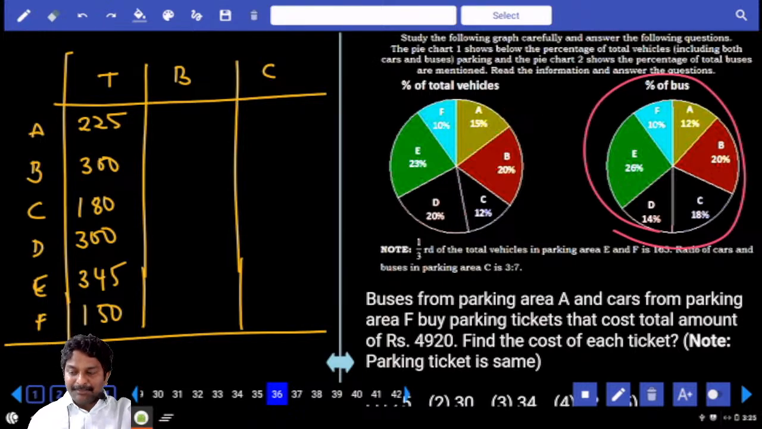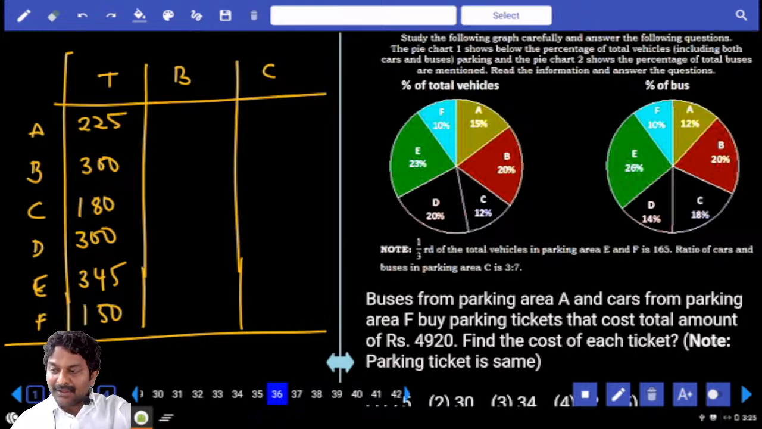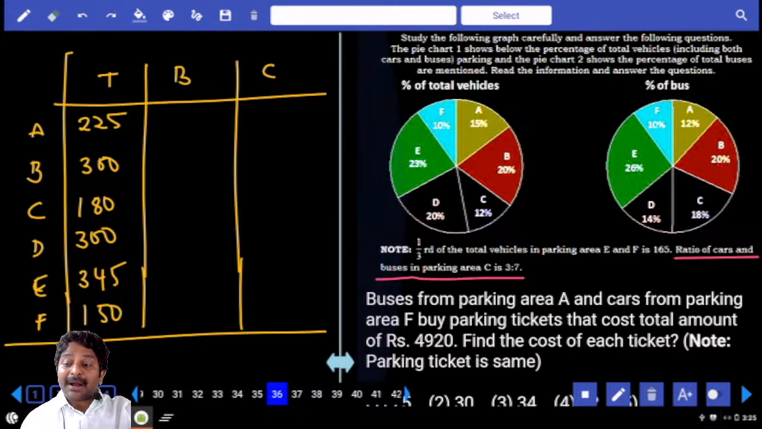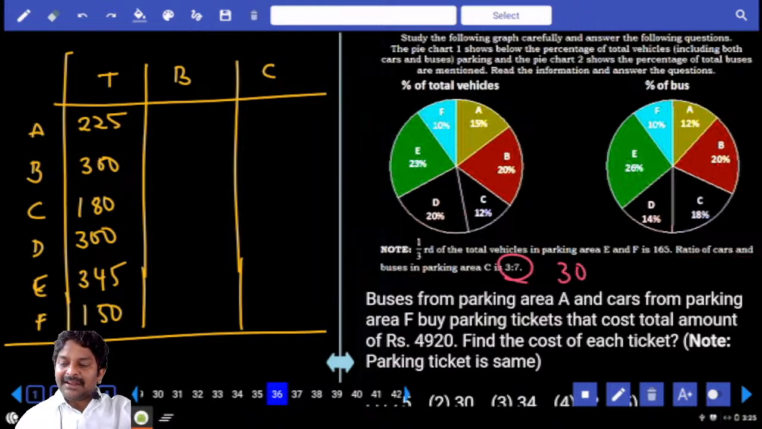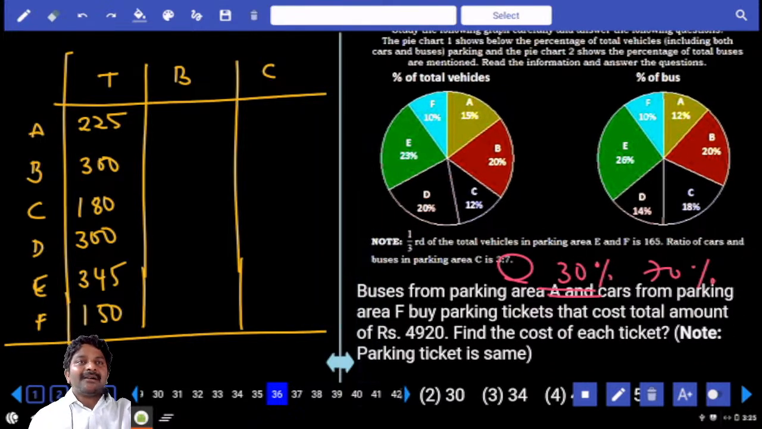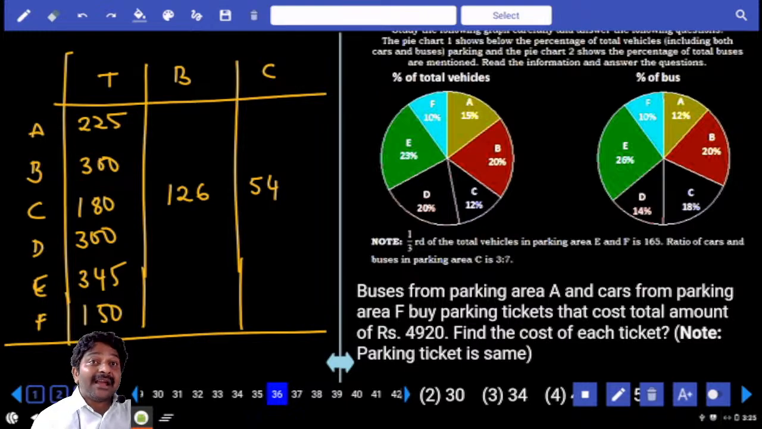Here in buses, only percentage is mentioned. Now let's see. Ratio of cars and buses in parking area C is 3:7. Order is very important: cars and then buses. Can we write it as 30% and 70%? First value is car. 30% of this number is 54. Difference, 126 buses are there in parking area C.